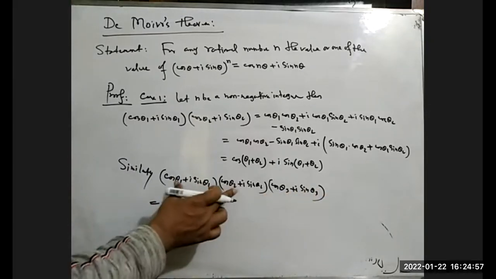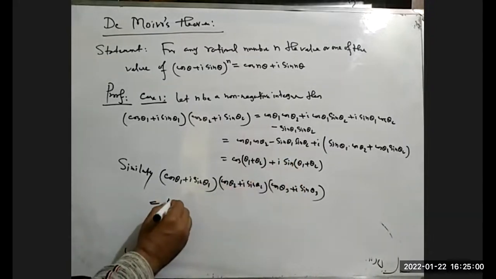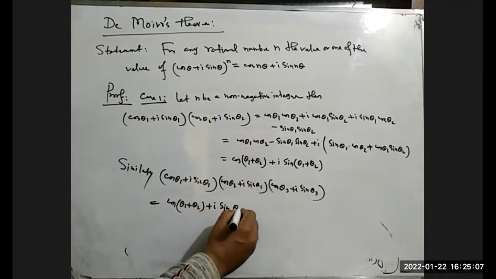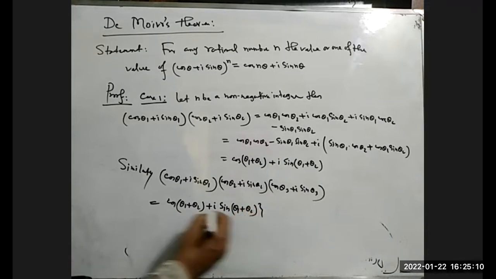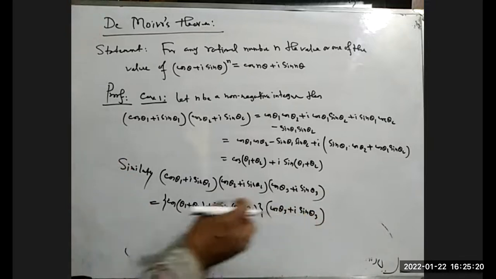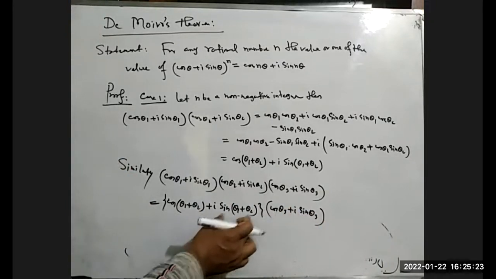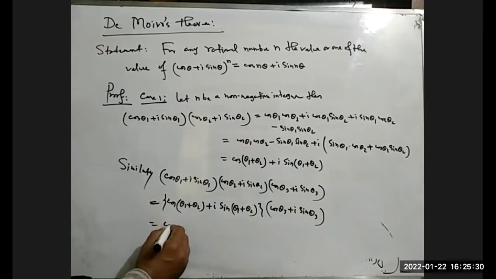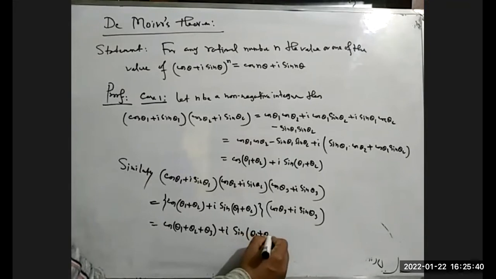For these two, we have proved this: cos theta 1 plus theta 2 plus I sin theta 1 plus theta 2. This is the third complex number. Now, if we multiply this by the third one, we can easily prove this.